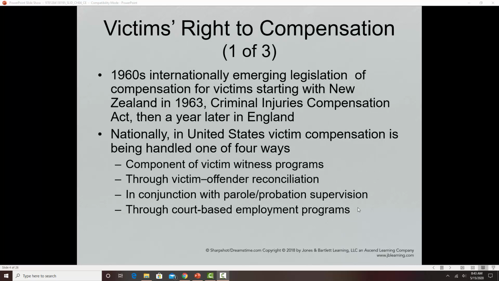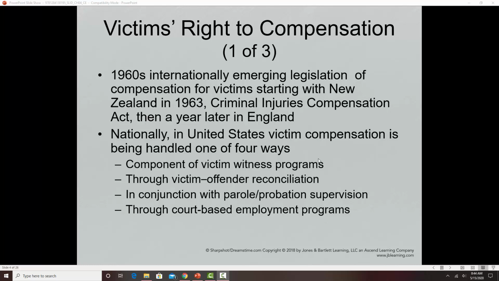All right, the victim's right to compensation. So this is addressing the victim's right to be compensated for any losses that they may receive from being victimized. So that can include monetary funds for injuries, for the need for psychological treatment, for loss of wages. It became internationally an issue in the 1960s with New Zealand passing the first law, England the same year.